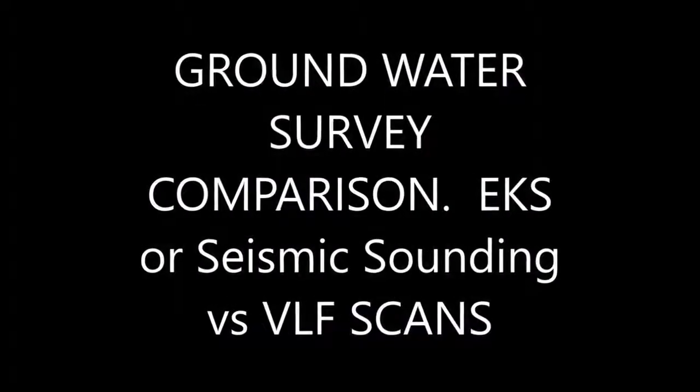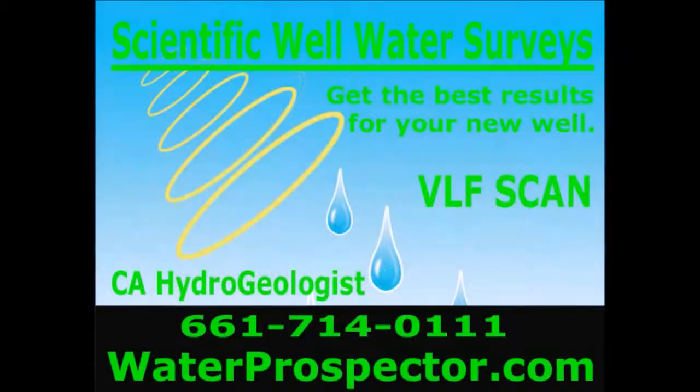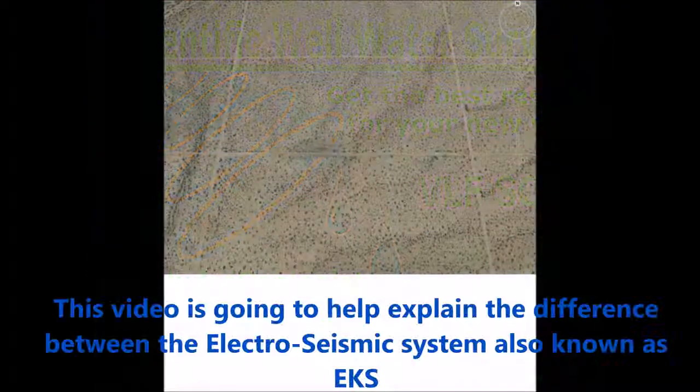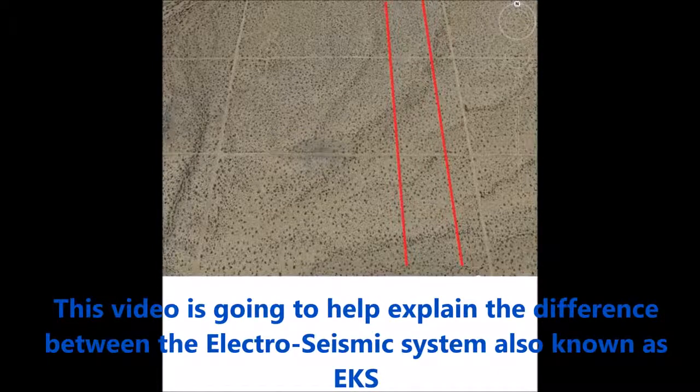During this video, we are going to explain the difference between the EKS or soundings type of survey system and the VLF scan that we use here at the Water Prospector. One advantage the VLF system has is that it's completely portable. If we can hike it, we can survey it.